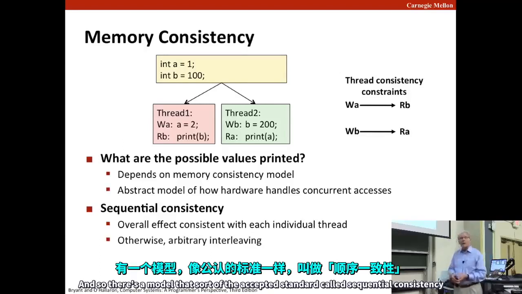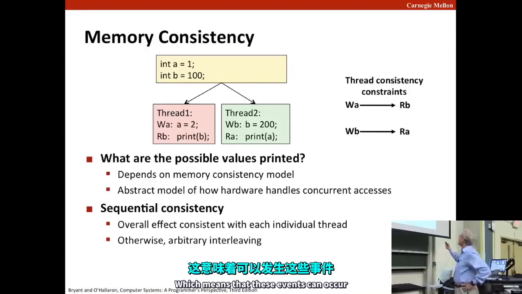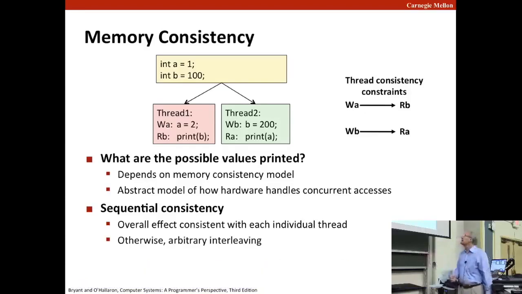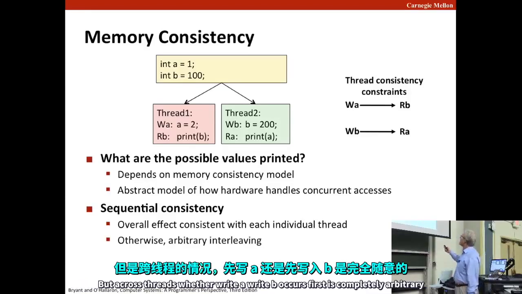There's a model that's the accepted standard called sequential consistency, which means that these events can occur, well, within a single thread, things have to occur in the sequential order of that thread. But across threads, whether write A or write B occurs first is completely arbitrary.